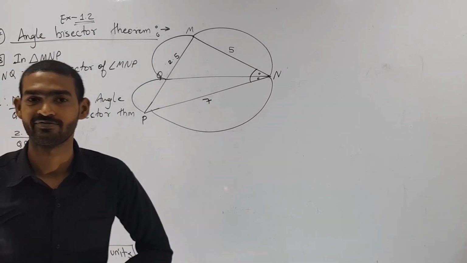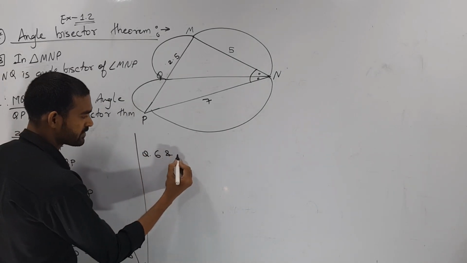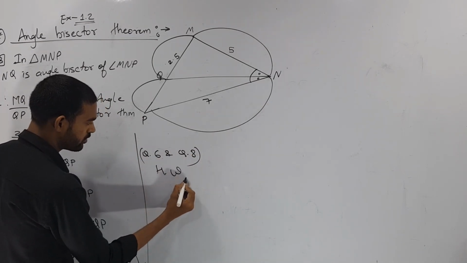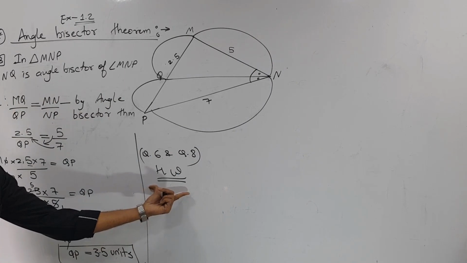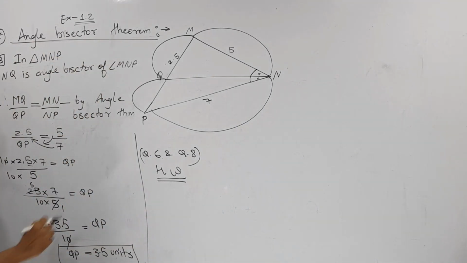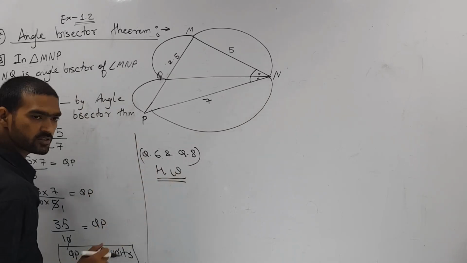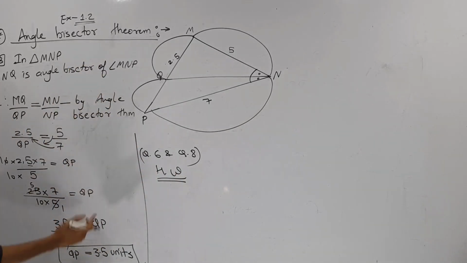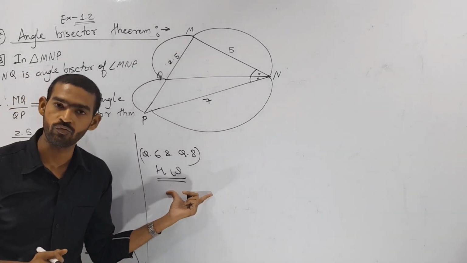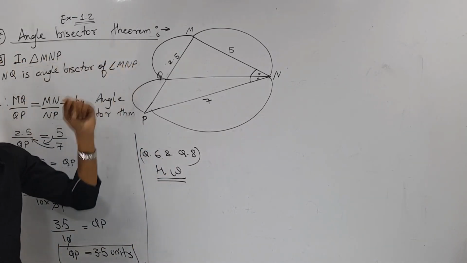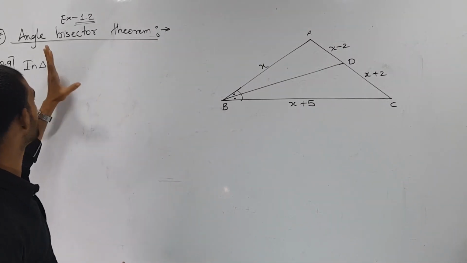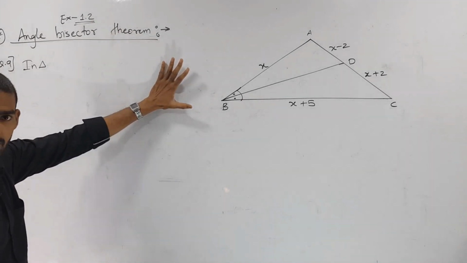Thank you so much. Question number 6 and question number 8 will be your homework. Here we'll apply the same angle bisector theorem. With the help of this theorem, you can solve these two questions. Exactly, we'll follow this method. Clear, everyone? So these two questions will be homework based on the angle bisector theorem. Today we are doing the same property, the angle bisector theorem.